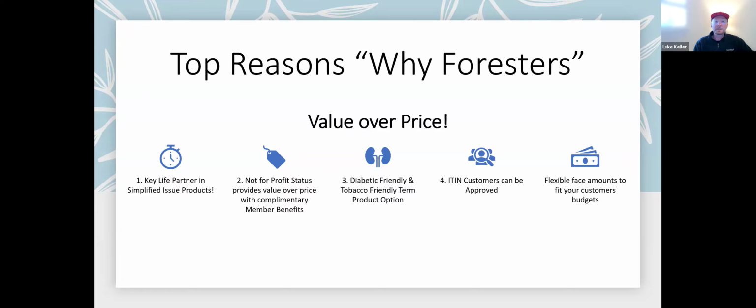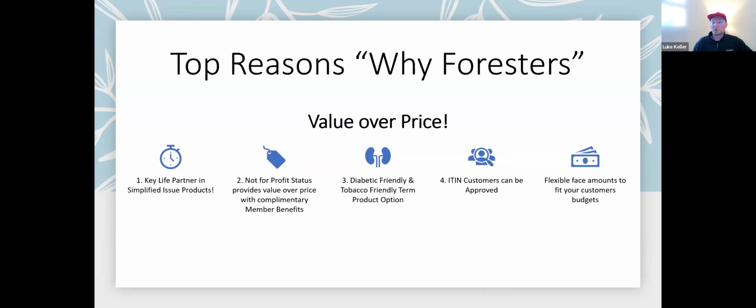The other thing that we've done is we have a couple ways that you can expand your reach, right? How many people can you help? How many families can you serve? So we do that in a couple ways. Number one, we have a term product that has special rules and rates for diabetics and tobacco users. So I'll highlight that here in a moment.